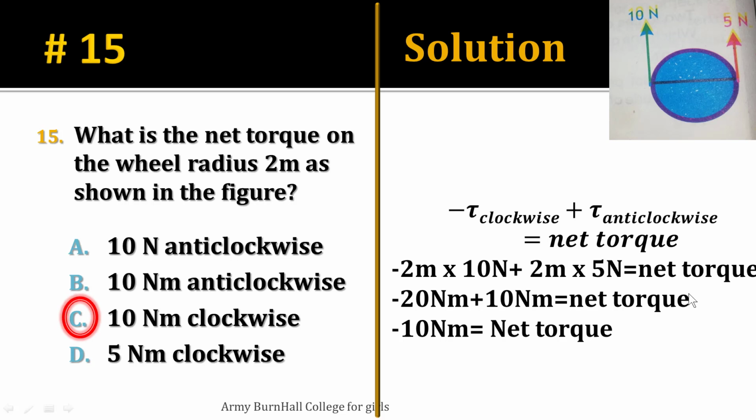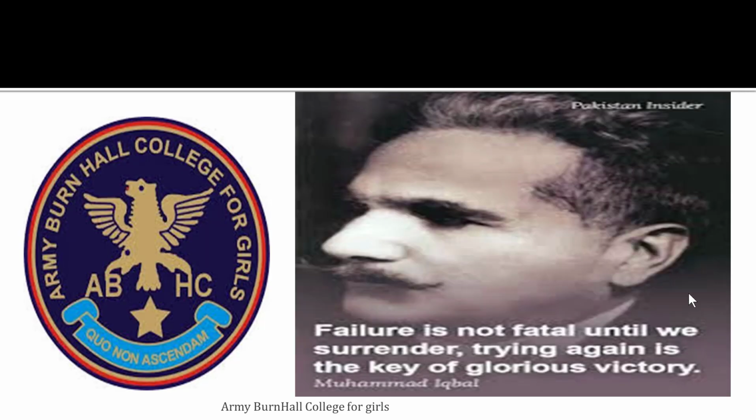So we have again used the second condition of equilibrium, which is that the sum of all the torques is equal to 0. I would like to end my lecture with this quote: failure is not fatal until we surrender. Trying again is the key to glorious victory. So try again. If you are not getting anything, then you have to try again and again. Never surrender, because trying again is the key to glorious victory with which you can achieve your goals.